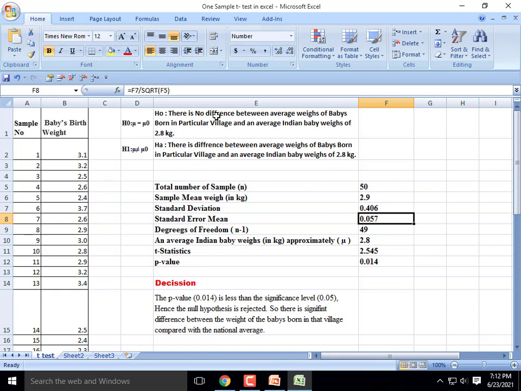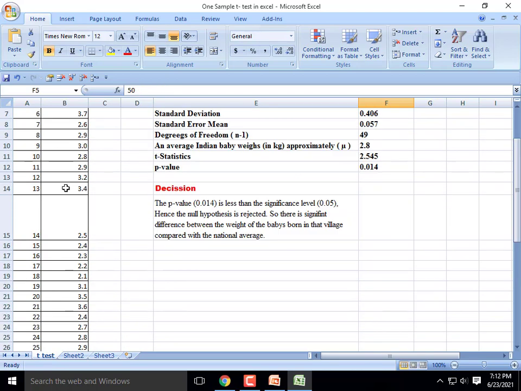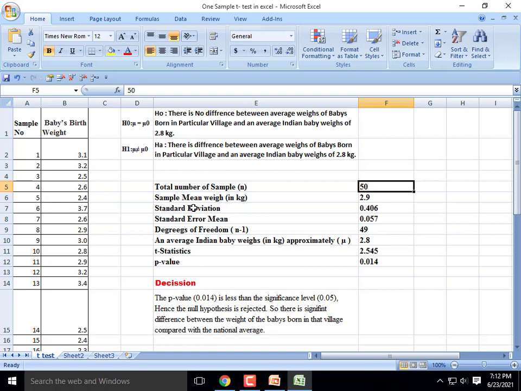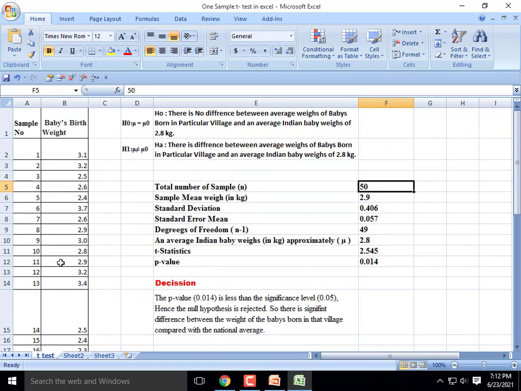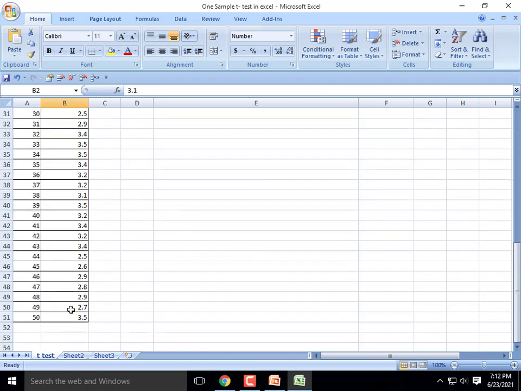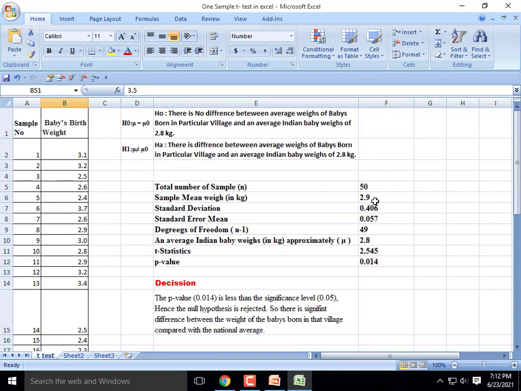So here we have two hypotheses. So now we can move to calculation. Total number of samples, that is n, is 50. So we have 50 observations. Next one, sample mean weight in kgs. Now we want to calculate the sample mean. So here this is the sample, we want to find the mean for this. The formula for sample mean is average of B22 to B51. So we can get 2.9 as a sample mean, and 2.8 kg as a population mean.